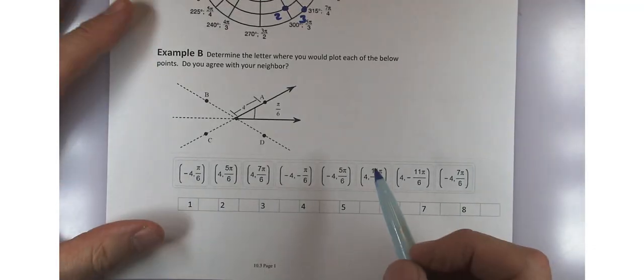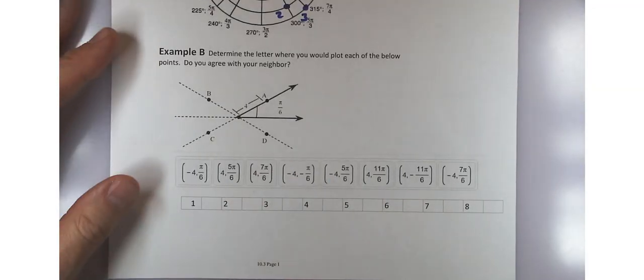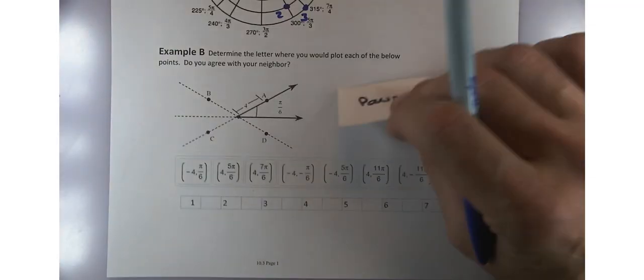Determine where you plot each of these: A, B, C, or D. So again, just kind of giving you some choices. See if you can't figure out a few of those real quick.